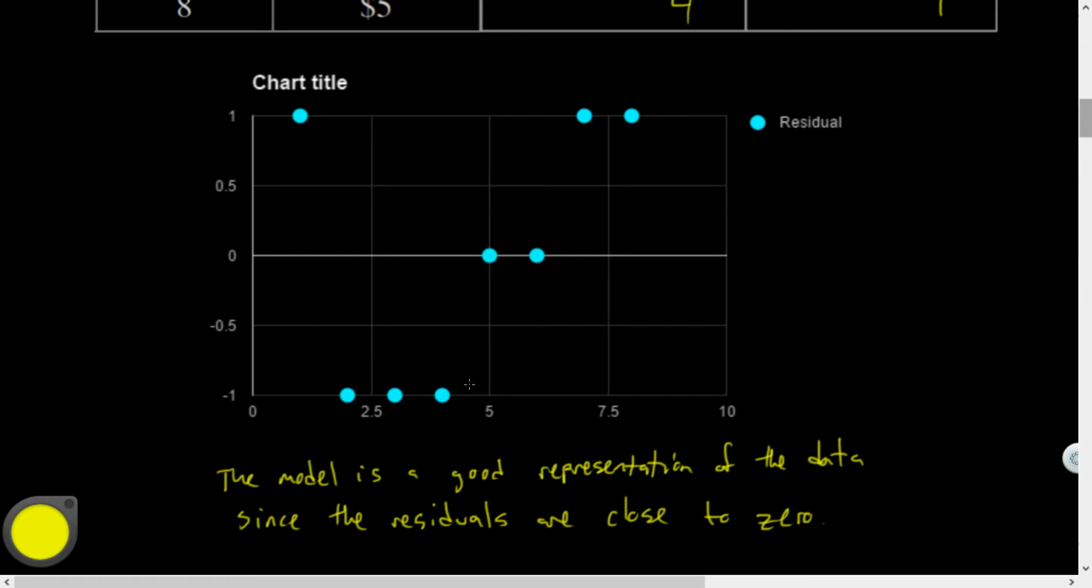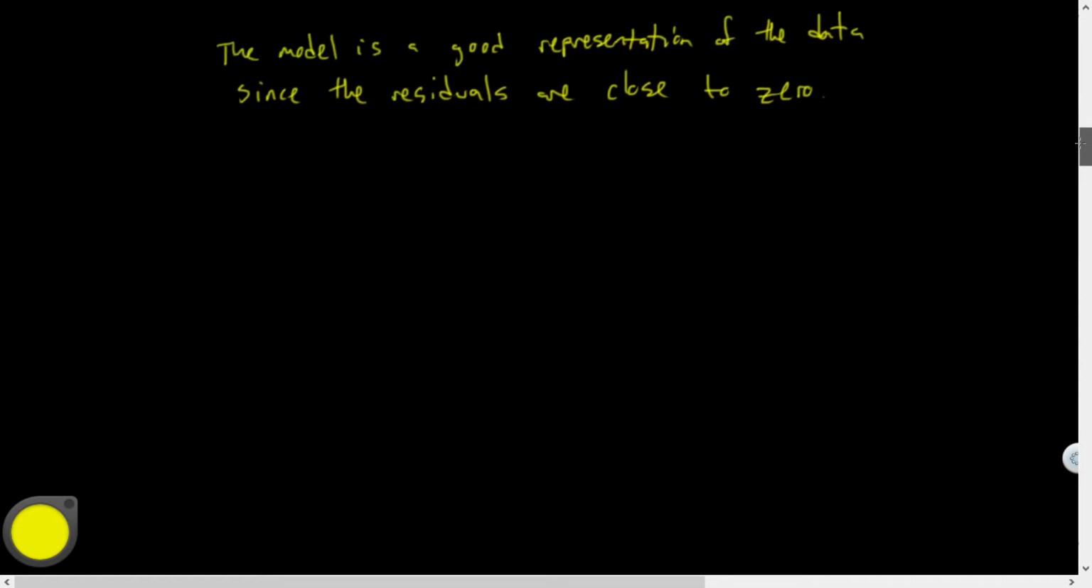Remember when I said that when we draw our line, I wanted roughly the same points above and below? That also is represented here in the residuals. The fact that these are close to the origin, close to 0, close to this x-axis, is good news for us. That means our line represents the data well.